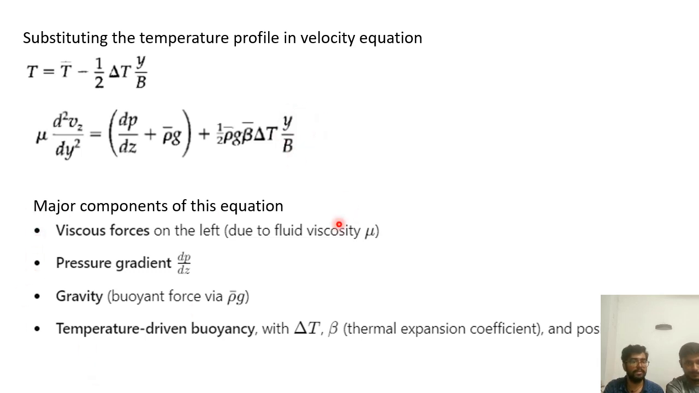Now the major components are the viscous force, that is the viscosity, the pressure gradient, and the gravity. Gravity is one of the driving forces of buoyancy as well. And the temperature driven buoyancy, that is delta T beta, will depend on delta T and beta. Now we will be integrating this equation.